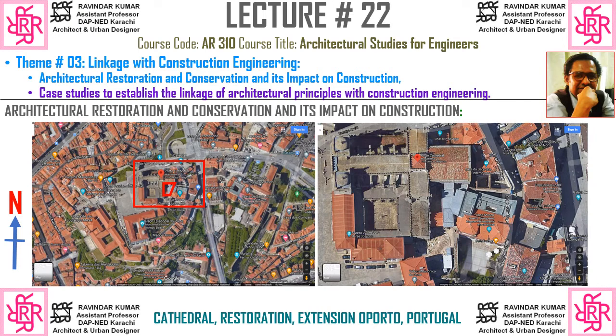In this project of restoration and extension of Porto, Portugal, there are different techniques used of architectural conservation. The site is located in the city center of the Porto city. The red area marked is showing the site and extension of the building. And the Porto Cathedral is a place of tourist attraction. This is the location plan of the place, and this is the site plan.